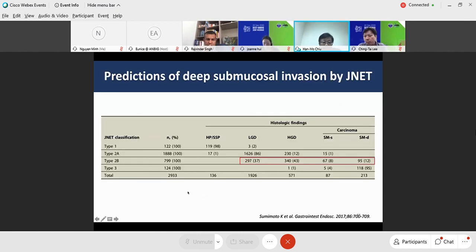How about the JNET classification? So you can see that in JNET classification, it can better discriminate those indicated for endoscopic treatment from those that should be referred for surgery. So you can see that in 2A, most of them are benign or high-grade dysplasia, and in 2B, there are some high-grade dysplasia and superficial T1 cancer and some with deep invasion.